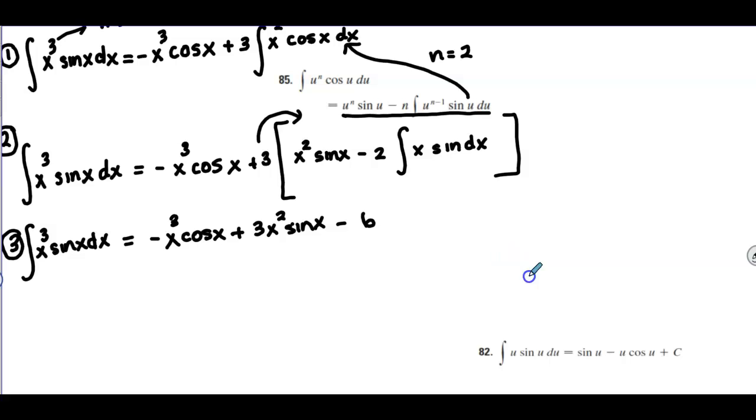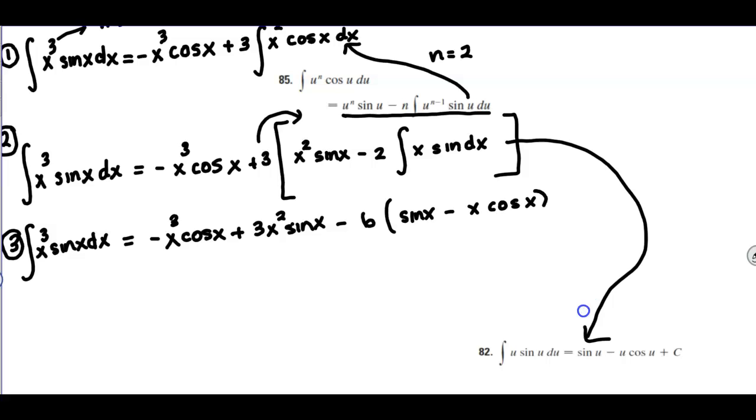And so here, this now becomes this form, which is entry 82. So when we integrate that, we're going to end up getting minus 6 times the antiderivative of x sine x dx, which, using the table, is now going to become sine of x minus x times the cosine of x, and that's going to be plus c.